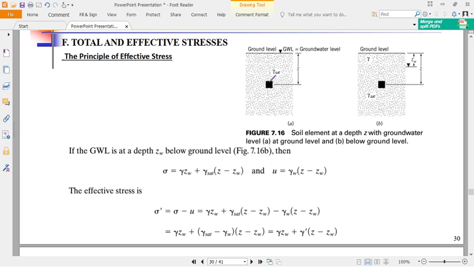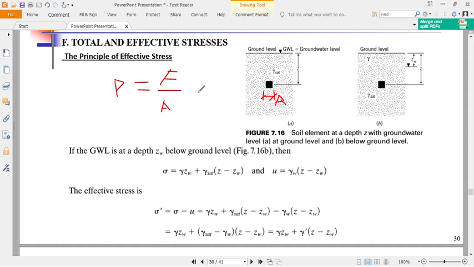So how do we determine the effective stress of soil at a point? Let us assume a soil element of a given area. Let us assume this is the area of our element, area A. You know that pressure or stress is equal to force divided by area.